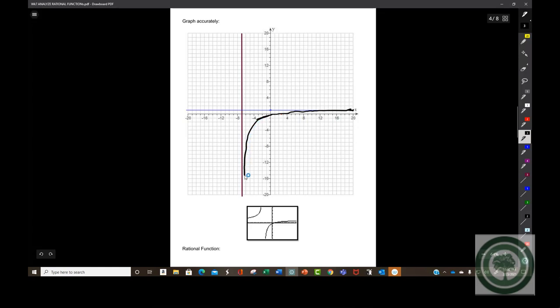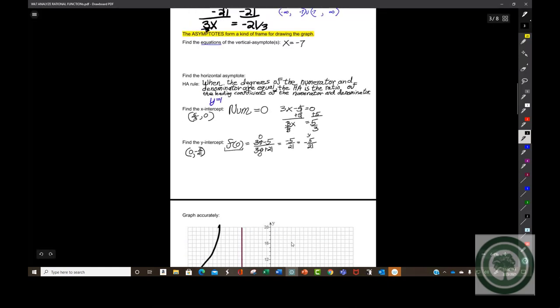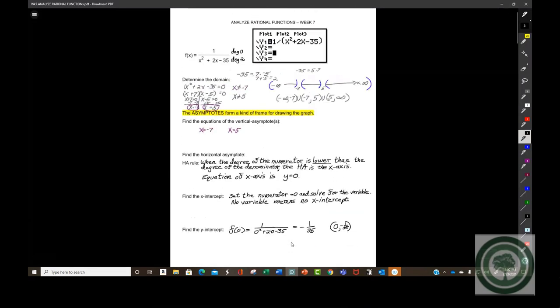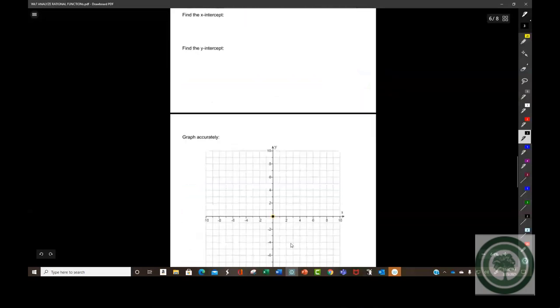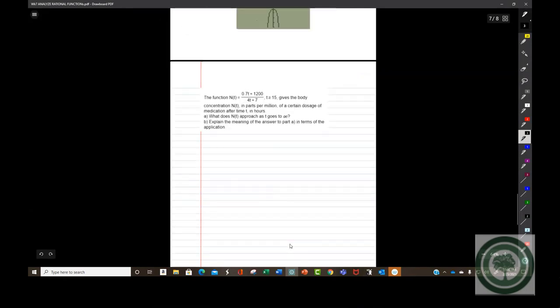And down here, roughly. And then here, up here, you can actually get some exact numbers there if you want to. I don't care. Up there. We have analyzed our function. Discussion. All right, let's move on. I think this is the last one.